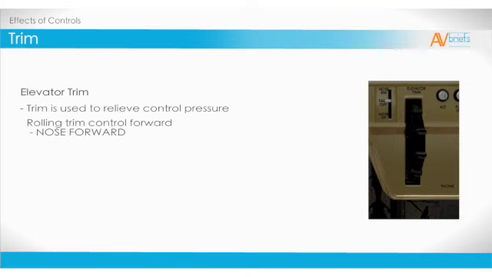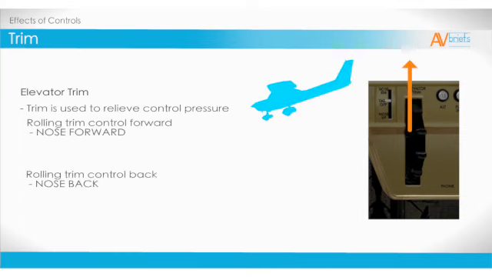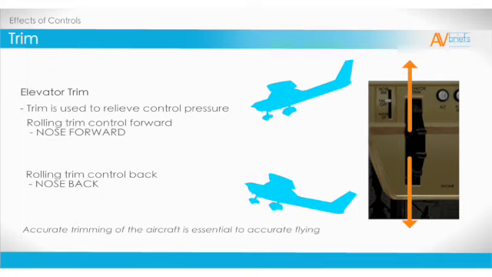Rolling trim forward, the nose moves forward and down. Rolling trim control back, the nose moves back and up. Accurate trimming of the aircraft is essential to accurate flying.